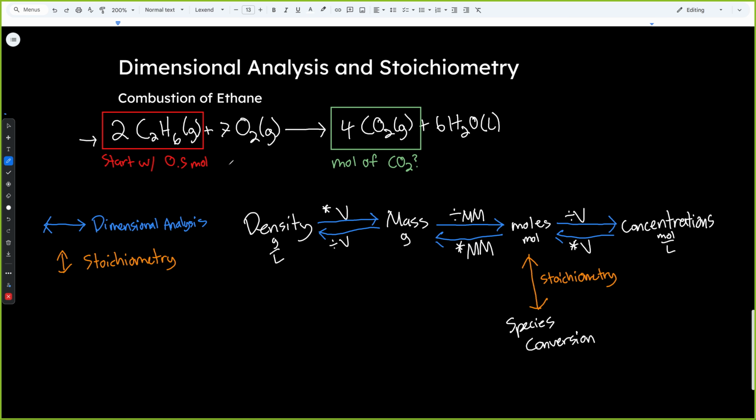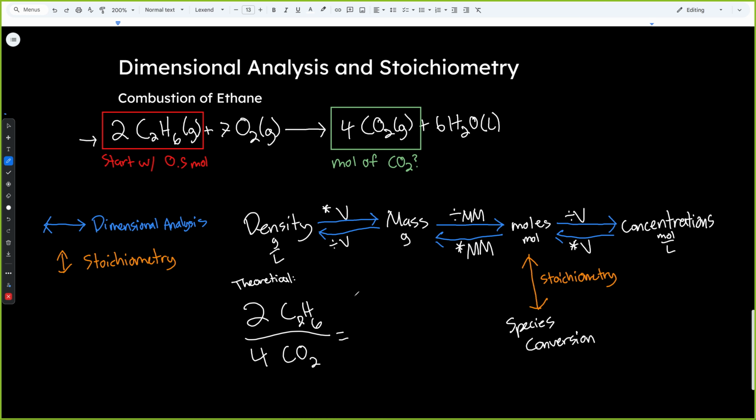So in this example, essentially, if I want to get from moles of ethane to moles of carbon dioxide, I'm going to have to compare their molar ratios, their stoichiometric ratios. So in this, notice that for every 2 moles of ethane, we produce 4 moles of carbon dioxide. I can basically write this like a cross multiplication. So if you have 2 moles of ethane, this is like the theoretical, 2 moles of ethane is going to react theoretically to produce 4 moles of carbon dioxide.